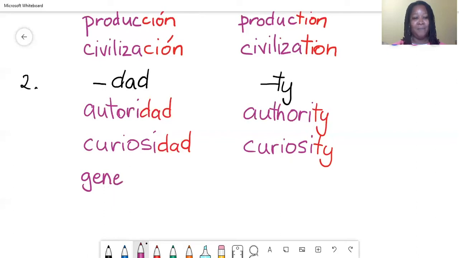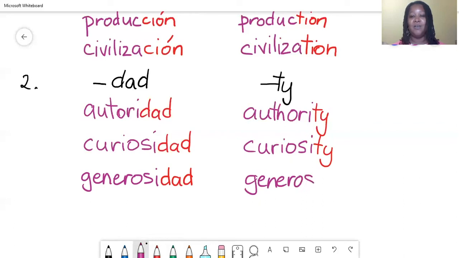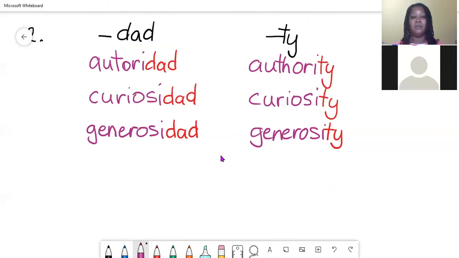Here's another nice example. Generosidad. And we put on our dad. So these words just look like what they are with some minor spelling changes. Generosity. Another example for this category, posibilidad.